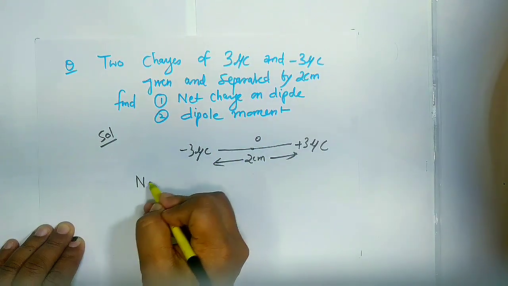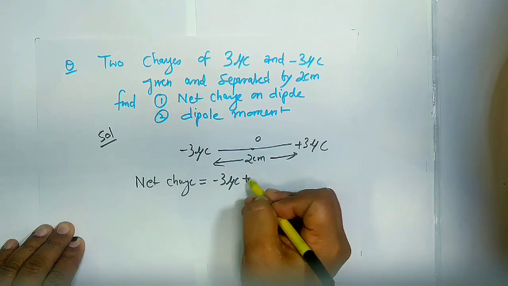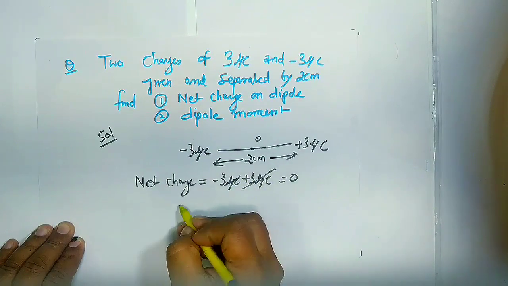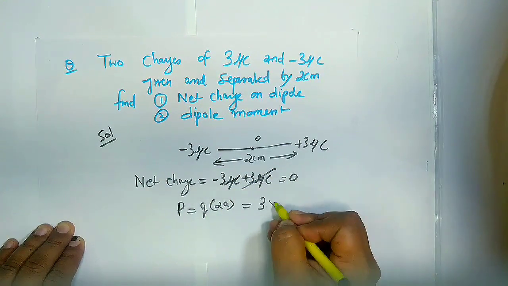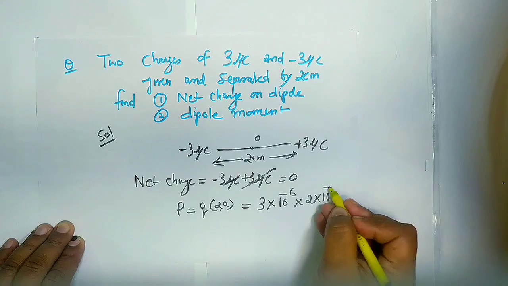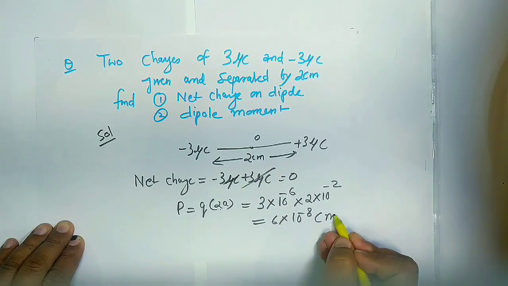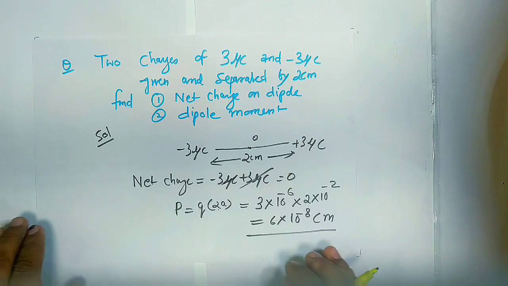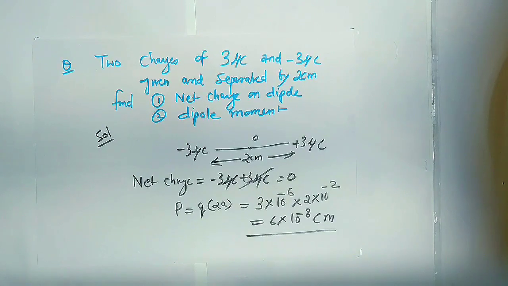What is the net charge? Now tell me, what is the net charge? If you see, net charge is always 0 in a dipole. Minus 3 microcoulomb plus 3 microcoulomb, it makes it 0. And what is the dipole moment? q into 2a. Now q is either of the charge, 3 microcoulomb. Micro means 10 to the power minus 6. Length is 2 centimeter, 2 into 10 to the power minus 2. So 3 times 2 is 6, 6 into 10 to the power minus 8 coulomb meter. So this will be the dipole moment and the strength of the dipole. This is a very simple question on how we calculate a dipole moment.